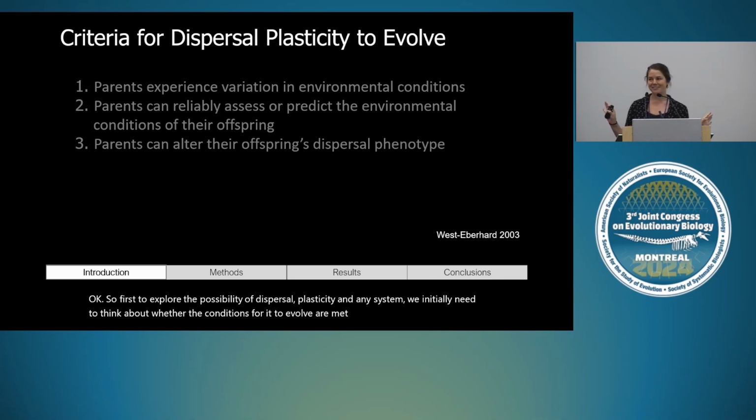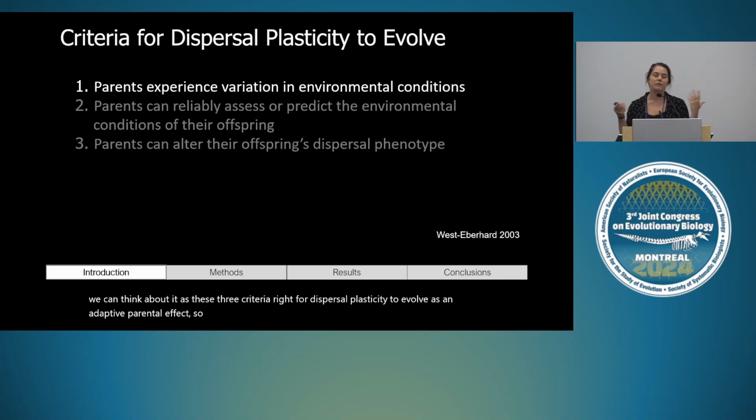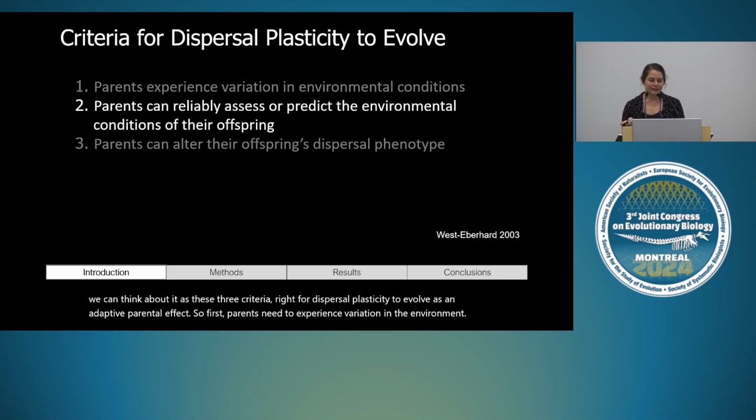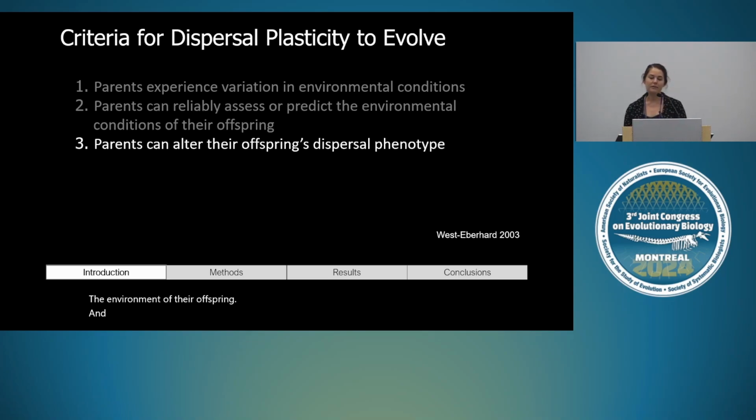So very, very simply, we can think about it as these three criteria for dispersal plasticity to evolve as an adaptive parental effect. So first, parents need to experience variation in the environment. Second, those parents have to be able to reliably assess or predict the environment of their offspring. And third, the parents have to then have the ability to alter their offspring's dispersal phenotype.